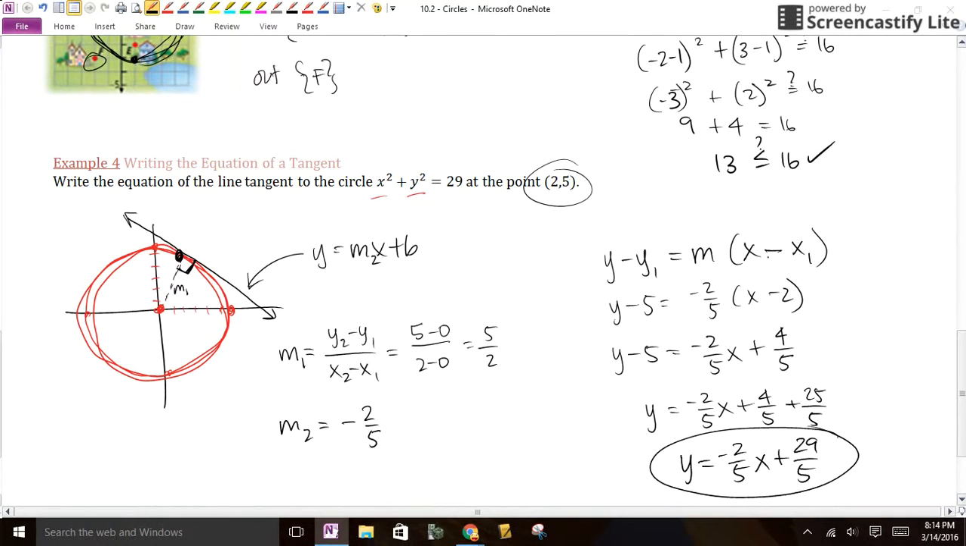The slope would represent like the speed, if you were curious about that physics comment. The slope would represent like the speed, negative 0.4 miles an hour or something.